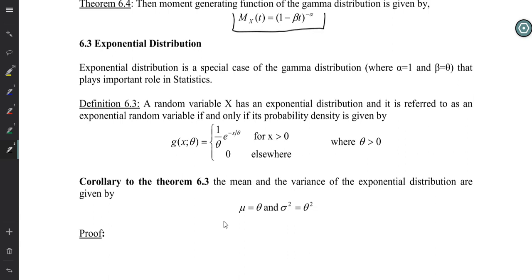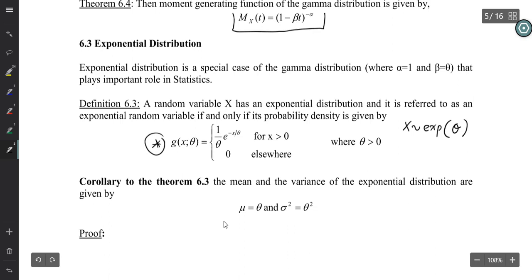So if you substitute alpha to be 1 and beta to be theta, you will get this definition 6.3. Here's the exponential distribution. It has only one parameter. Since alpha is 1, you have only one parameter called theta, and the support of x is again the positive number line, and this parameter theta is always greater than 0. Okay, so here's the exponential density, and when x follows exponential density, we write it as x follows exponential with the parameter theta. So this is how we express the exponential random variable.